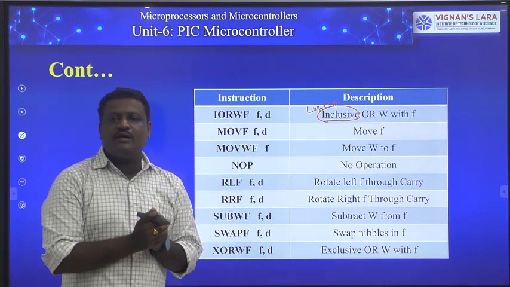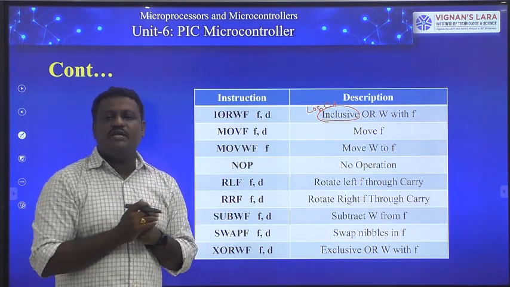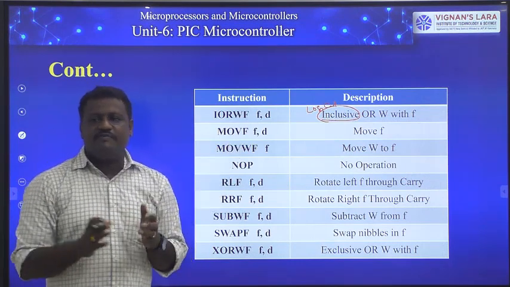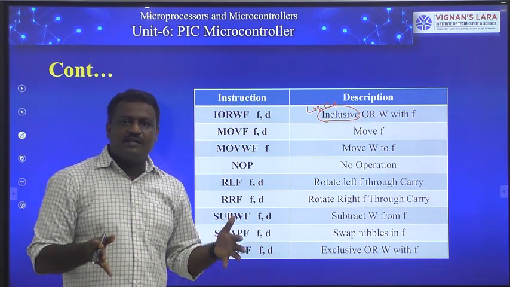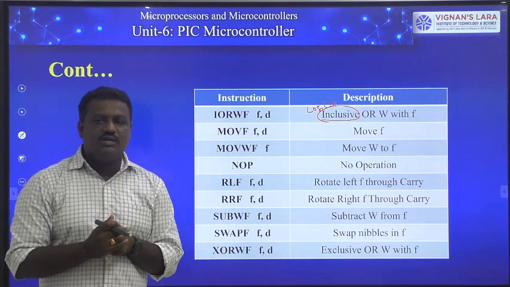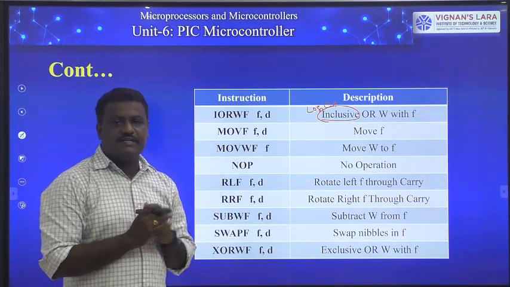After logical ORing, the result will be stored either in working register W or file register F based on D. If D is equal to 0, after logical ORing, the result is stored in working register W, otherwise it can be stored in file register F itself.